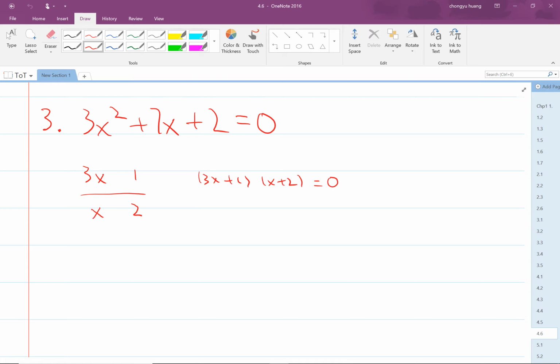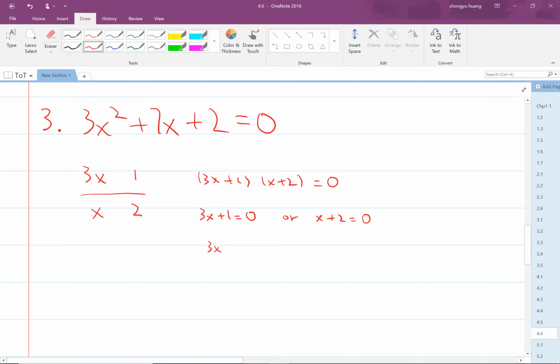Okay, so now you can see we can apply the zero product principle again. So basically, we make 3x + 1 = 0, or x + 2 = 0. That's basically how we apply it.